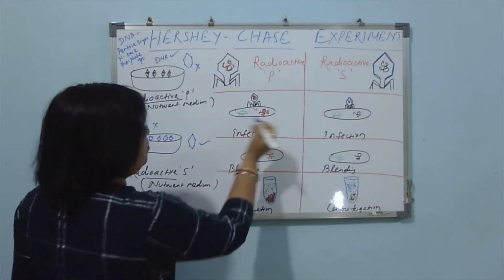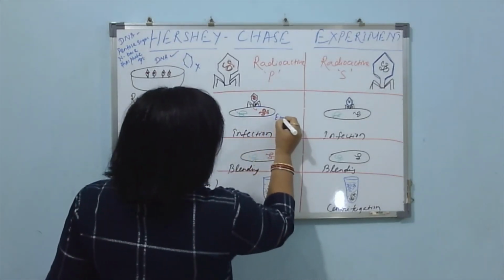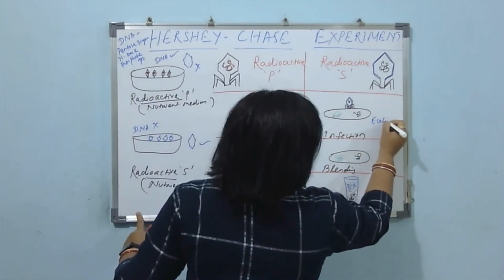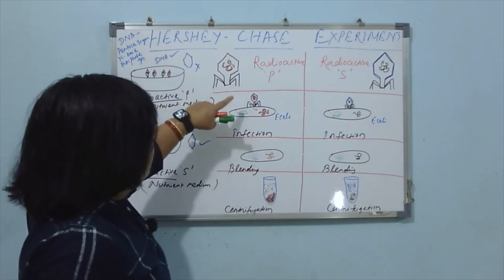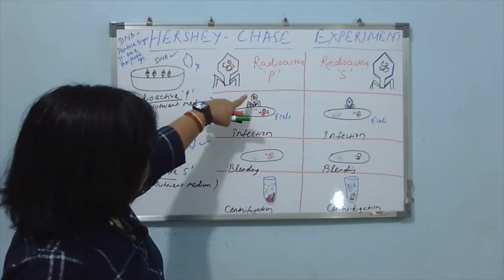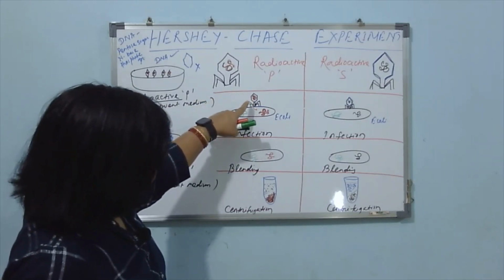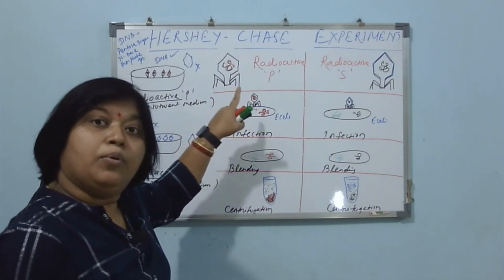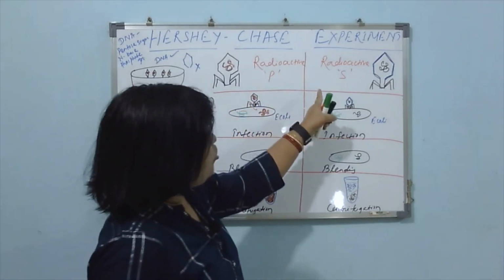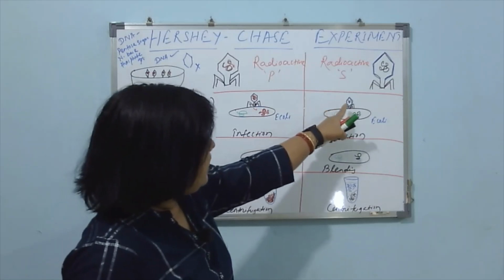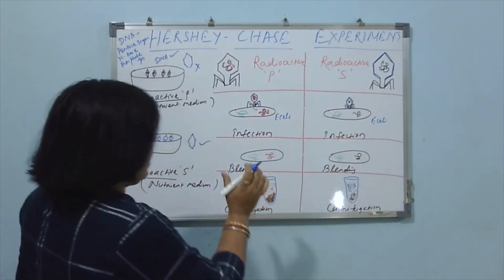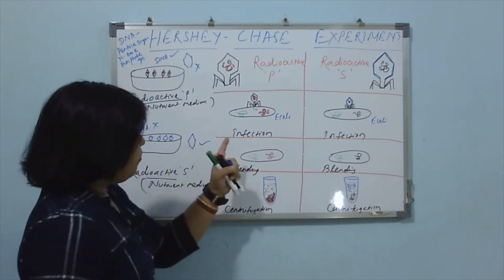Here they took bacteria, that one is E. coli. After infection, the genetical matter present in the bacteriophages enters into the E. coli cell. In this case also the same thing happens: genetical matter enters into the E. coli cell. After infection, what did they do?